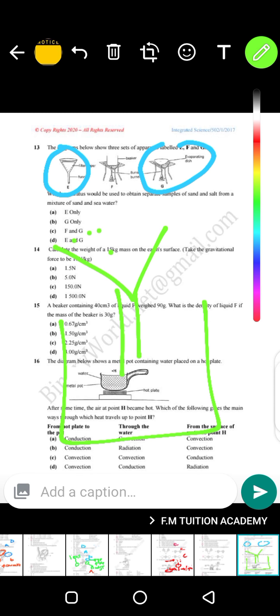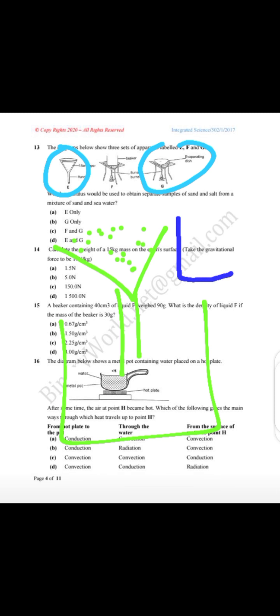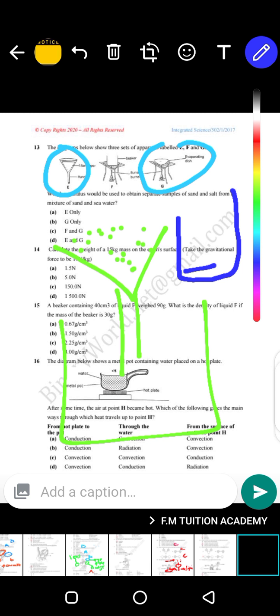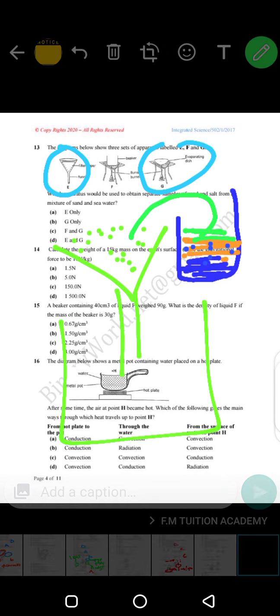How can I explain, to make you understand? If this is a beaker like this, and here you have sand on top, and you mix it together with salt. So there's sand here, and salt here on top. Salt and sand, and then you mix it with water. On top there's water, and then you pour this here.